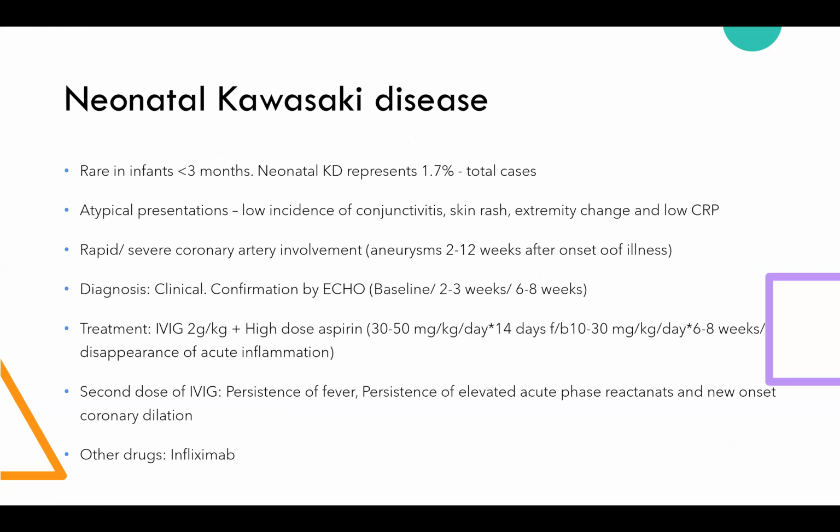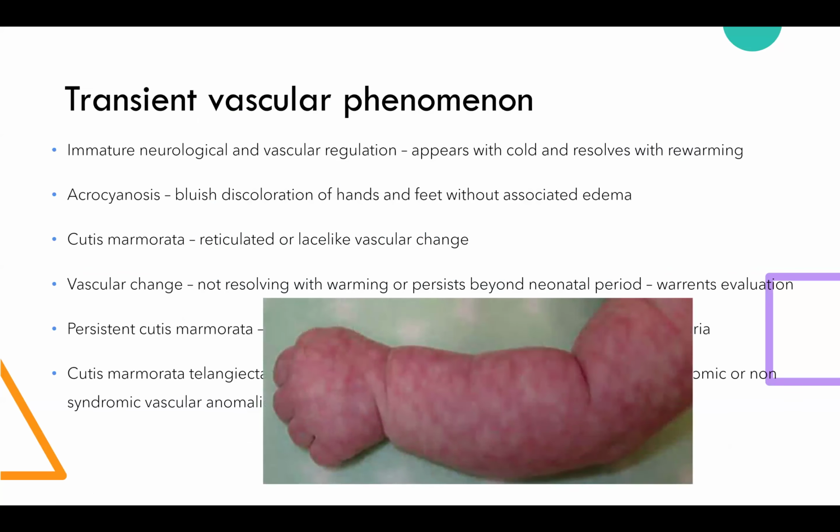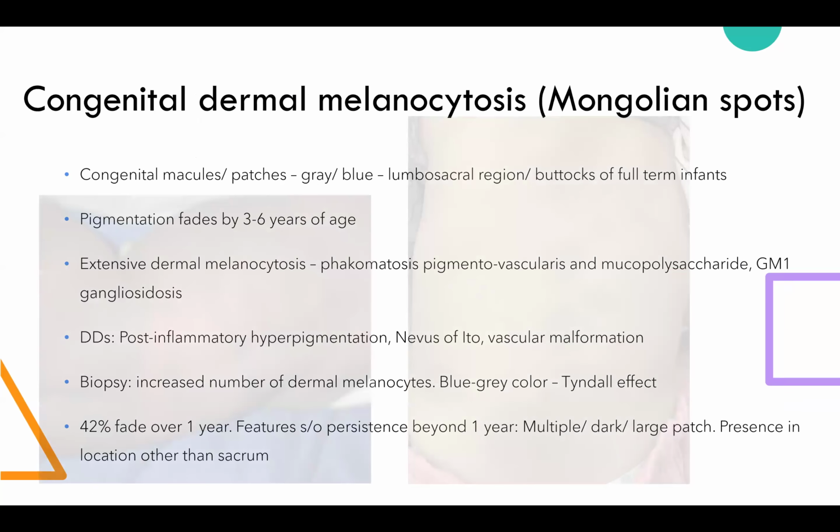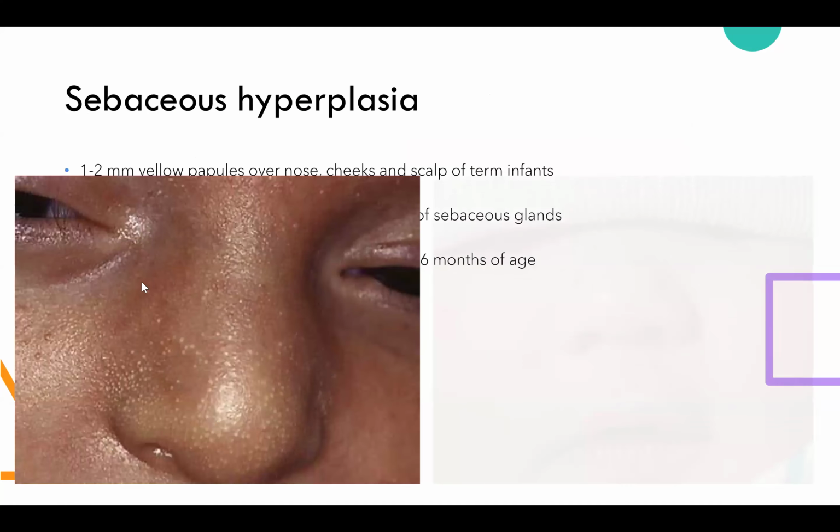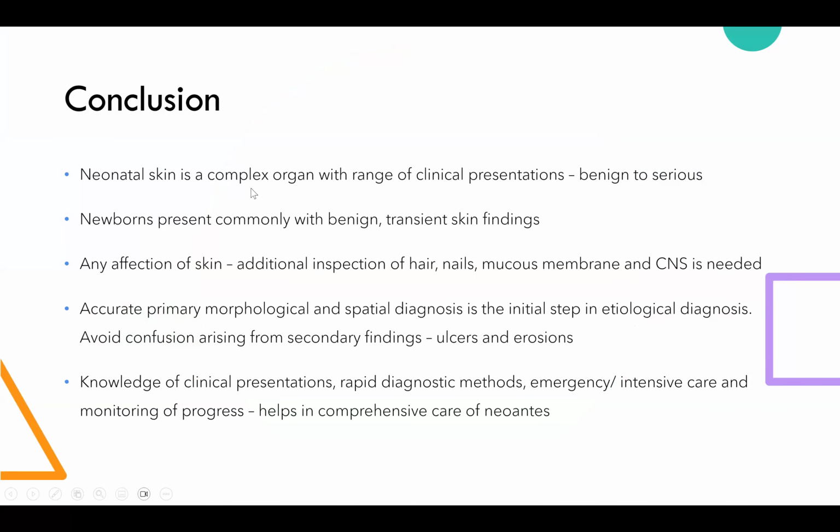I am skipping neonatal Kawasaki disease. I am skipping normal skin findings. So, conclusion: the neonatal skin is a very complex organ with a range of clinical presentations which can range from benign to serious. Newborns usually present with benign transient skin findings which only need reassurance and conservative management. Any affection of the skin needs additional inspection of the hair, nails, mucous membrane and CNS, because they all have the same developmental origin, ectoderm.